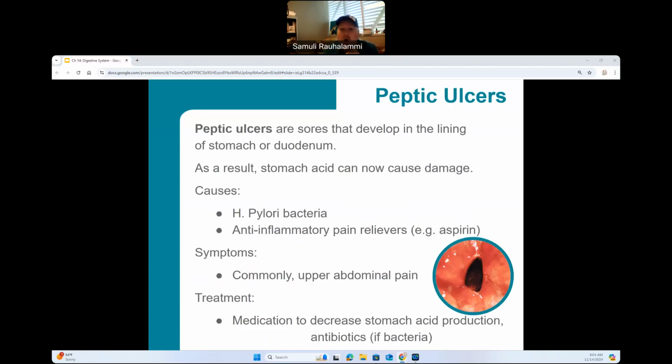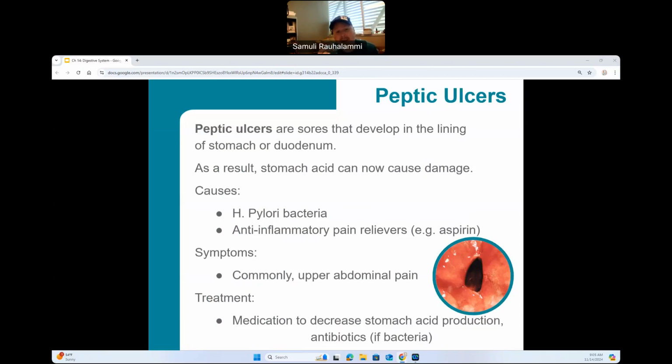Peptic ulcers are open sores in the lining of the stomach or duodenum, and they cause a kind of burning stomach pain that comes and goes, lasting anywhere from minutes to possibly even hours. This can be caused by either bacteria, H. pylori, or taking more than the recommended amount of anti-inflammatory medications like aspirin. So that's why those dosage instructions are so important for us.